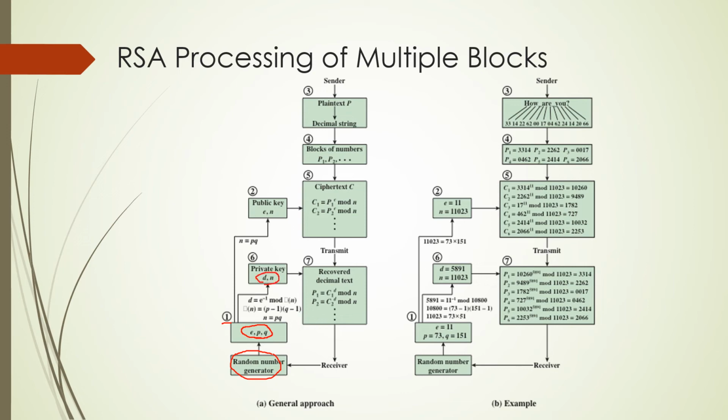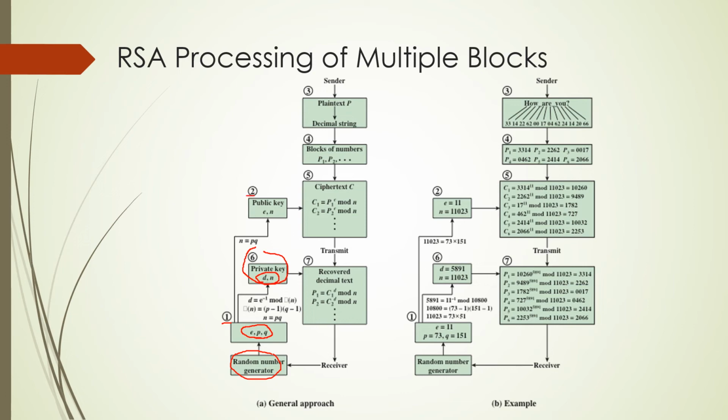N is basically the product of P and Q, and D is going to be the inverse of E mod phi of n, where phi of n is (P minus 1) times (Q minus 1). The private key calculation can happen when you want to decrypt a message. So let's not go to that step. Let's go from step 1 to step 2.